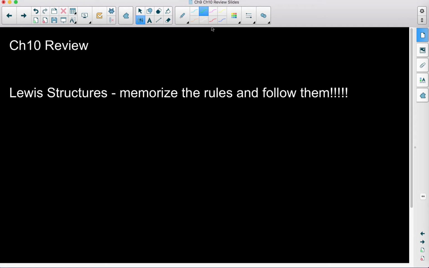Hello, Honors Chemistry, and welcome to your Chapter 10 review, where we're just going to highlight some of the important tidbits from Chapter 10, including, well, primarily Lewis structures. There are rules for a reason.